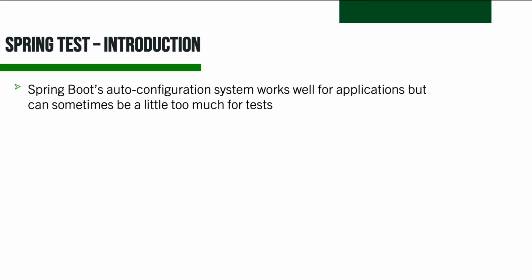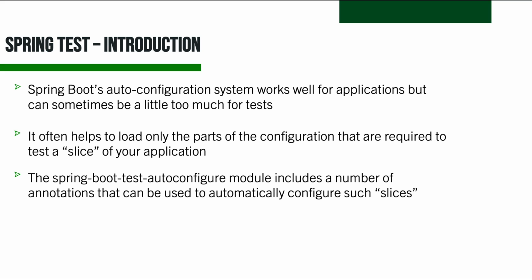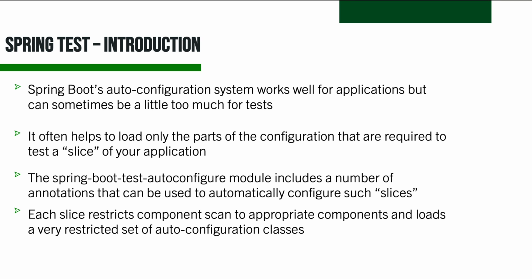Now we mentioned that Spring comes with a Spring test auto-configuration module. Spring Boot's auto-configuration system works well for applications, but can sometimes be a little too much for tests. So it often helps to load only the parts of the configuration that are required to test a slice of your application. The Spring Boot test auto-configure module includes a number of annotations that can be used to automatically configure such slices. Finally, each slice restricts component scan to appropriate components and loads a very restricted set of auto-configuration classes.